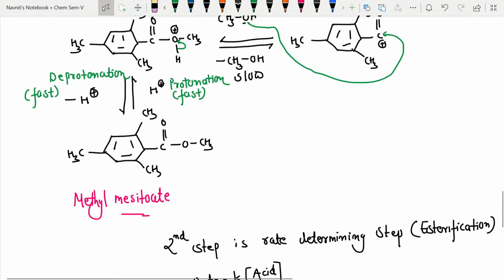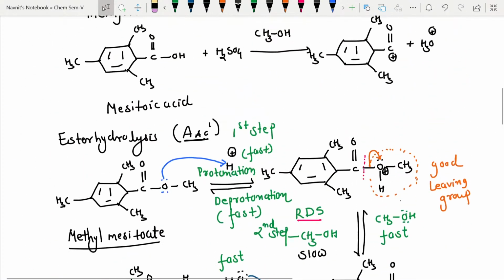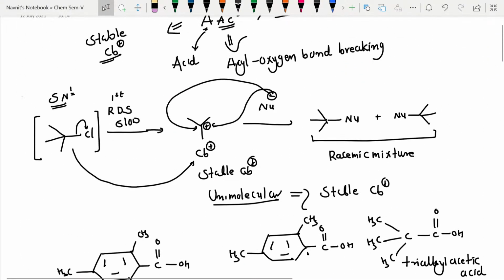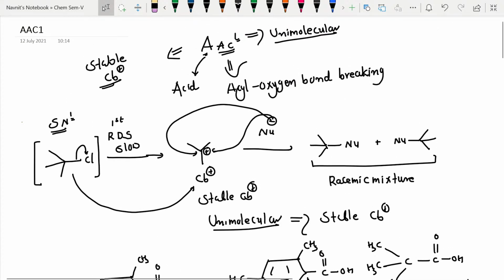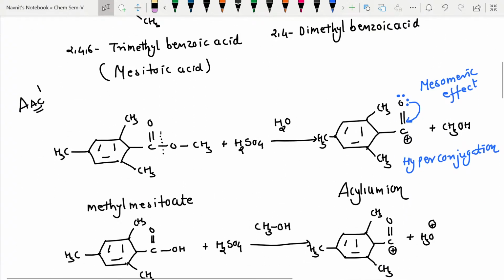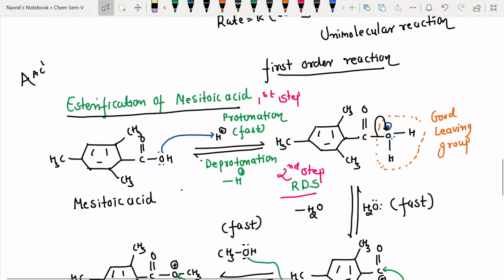Is it clear? So this is about AAC1. In this class, we have discussed ester hydrolysis and esterification through the AAC1 mechanism. In the beginning, I told you that only those molecules that are able to form a stable carbocation proceed through AAC1. In both cases, we have taken the example of sterically hindered molecules: methyl mesitoate for ester hydrolysis and mesitoic acid for esterification. Both are able to form a stable carbocation.